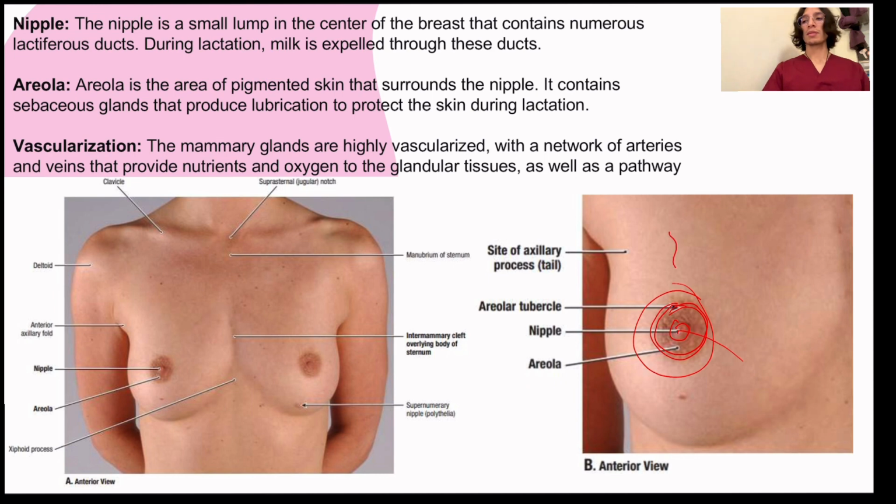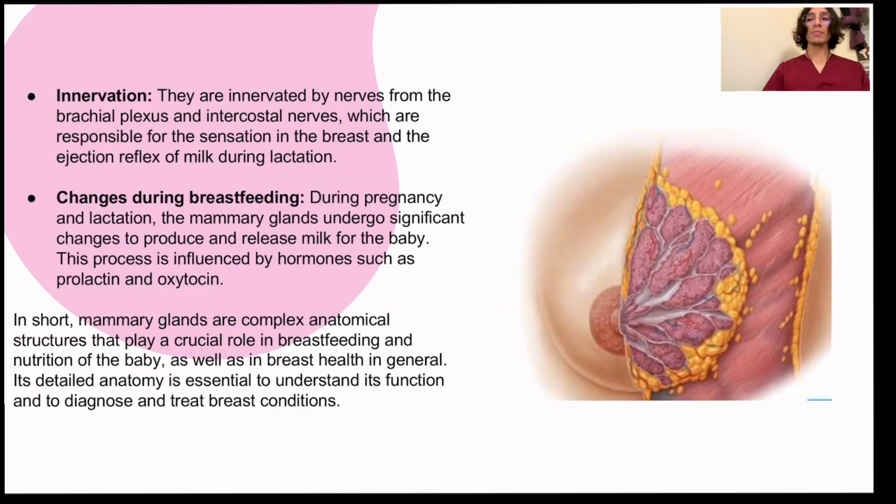Vascularization. The mammary glands are highly vascularized with a network of arteries and veins that provides nutrients and oxygen to the glandular tissues as well as a pathway. Innervation. They are innervated by nerves from the brachial plexus and intercostal nerves, which are responsible for the sensation in the breast and the ejection reflex of milk during lactation.